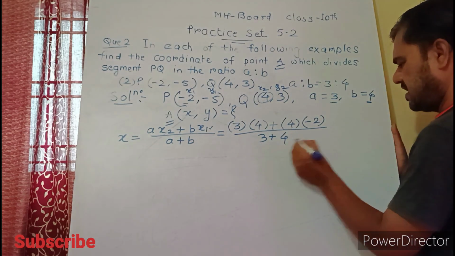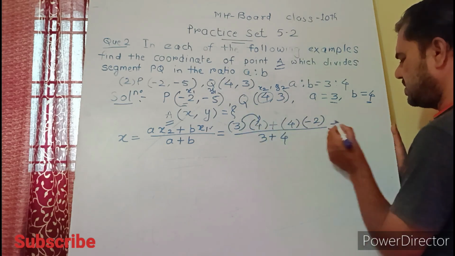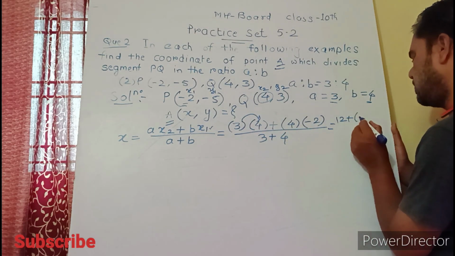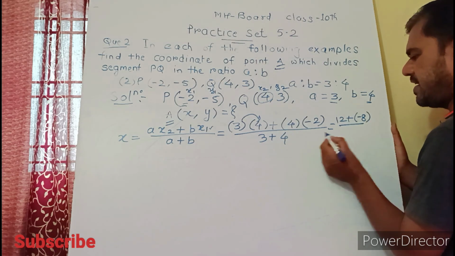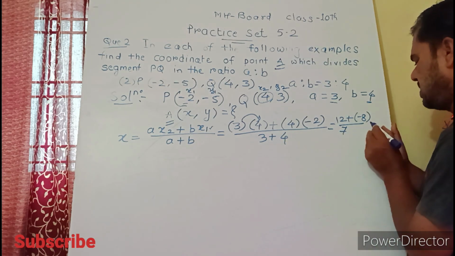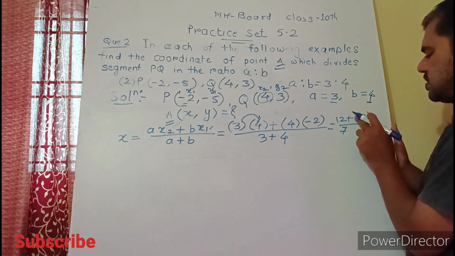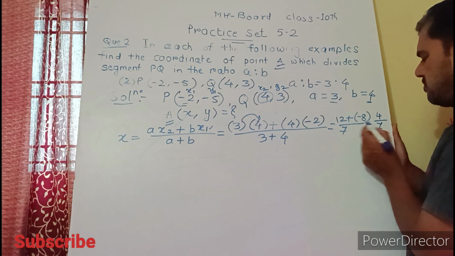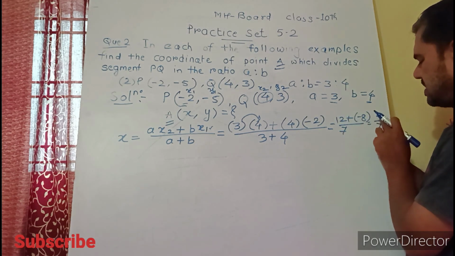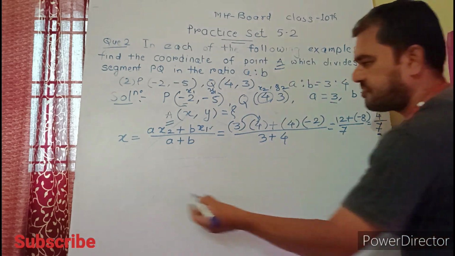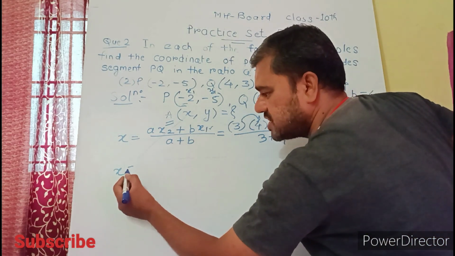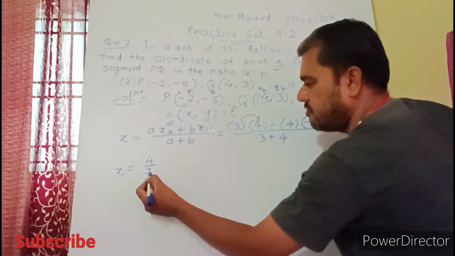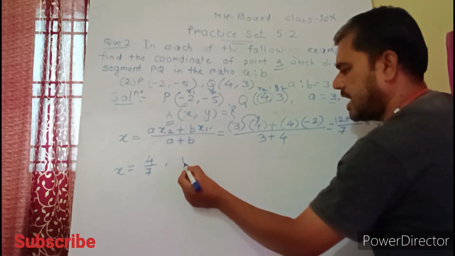3 plus 4 equals, that is 3 into 4, that is 12, plus 4 into minus 2, that is minus 8, divided by 3 plus 4, that is 7. This equals 12 plus minus minus 8, that is 4 divided by 7, plus minus minus 12 minus 8, that is 4 divided by 7. We get the value of x is equal to 4 by 7.